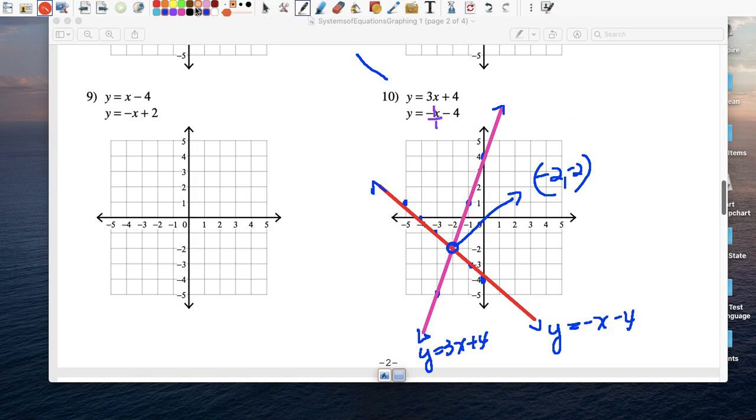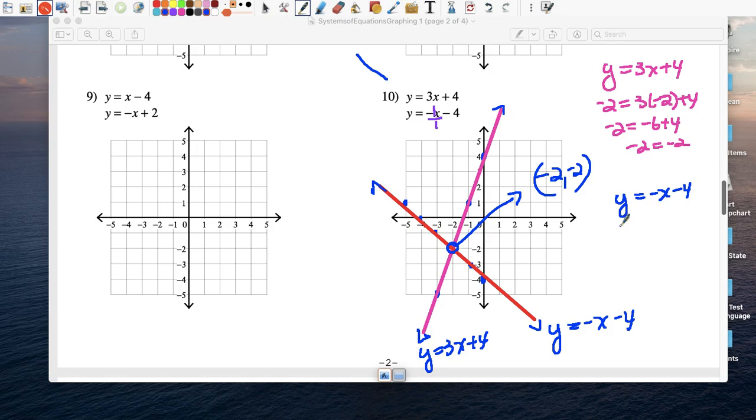Let's do a check. First equation, y equals 3x plus 4. We're going to replace y and x with -2. So -2 equals 3 times -2 plus 4. -2 equals -6 plus 4. And that works out nicely. -2 equals -2.